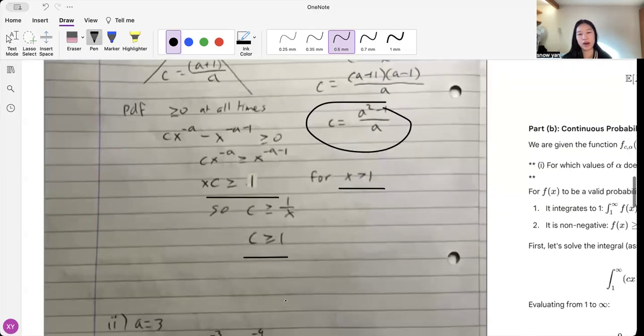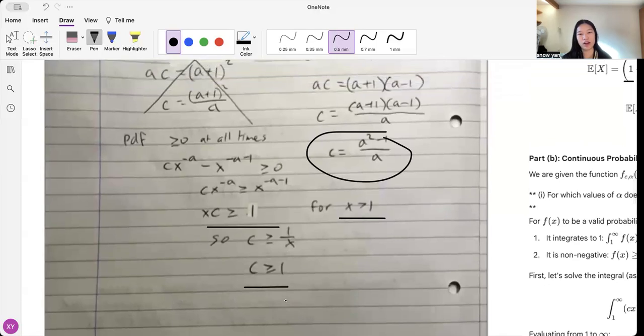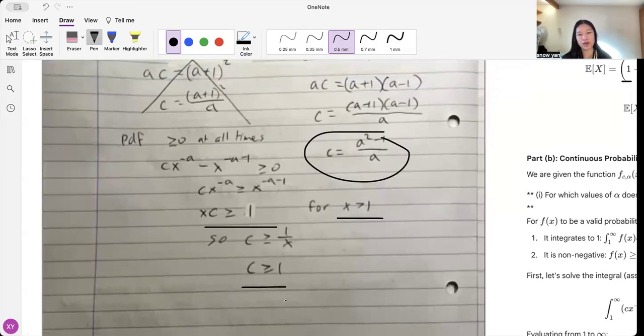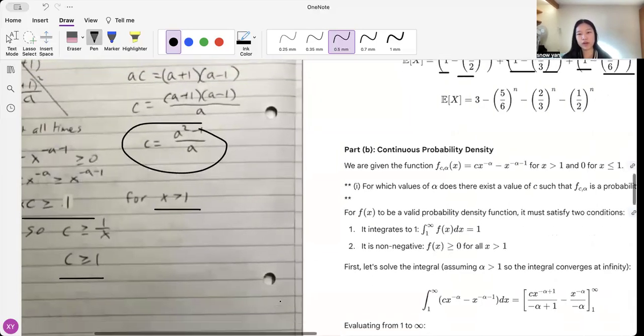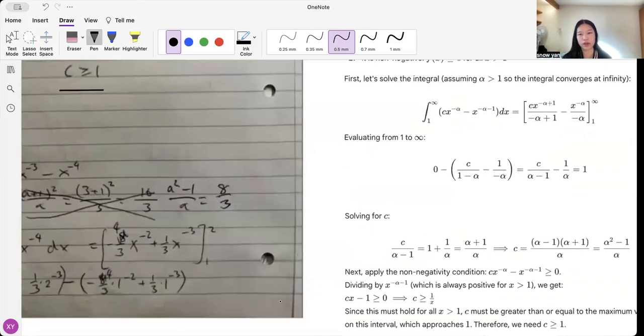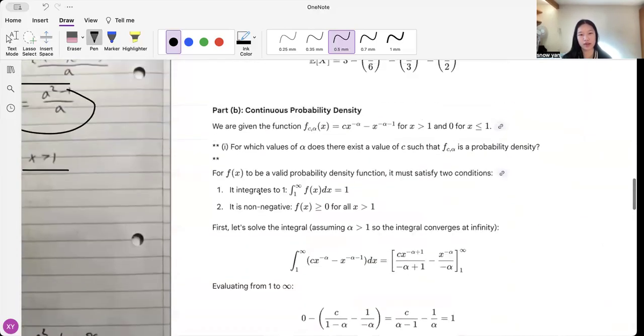But apparently what I have to do is I also have to find the boundaries for alpha, right? So over here in the answer key, when I go through it, they did the exact same work. This is what I was talking about.